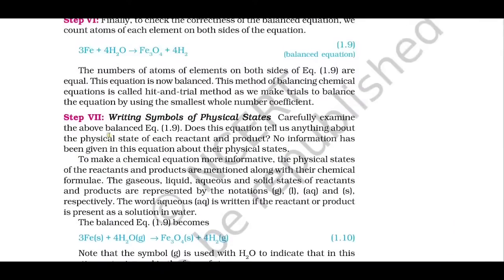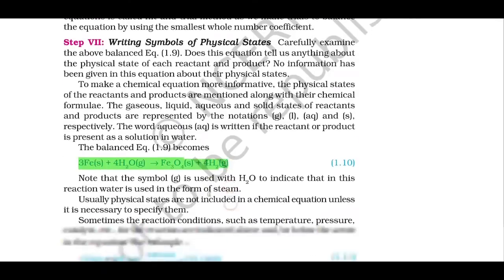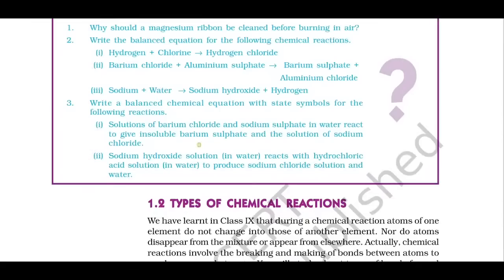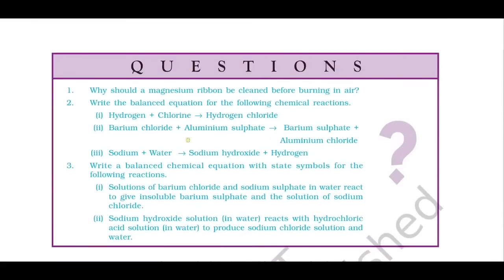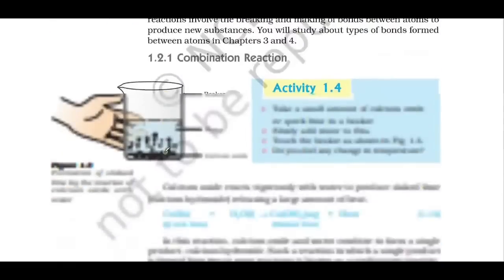There are a few chemical equations there. Try to balance those, and we have the chemical equation for photosynthesis, and also we have 3 questions in the exercise. In the in-text questions we have 3 questions, question number 1, 2 and 3. All these 3 questions are very important from the examination point of view, because many a time the same questions have been repeated in the examination.